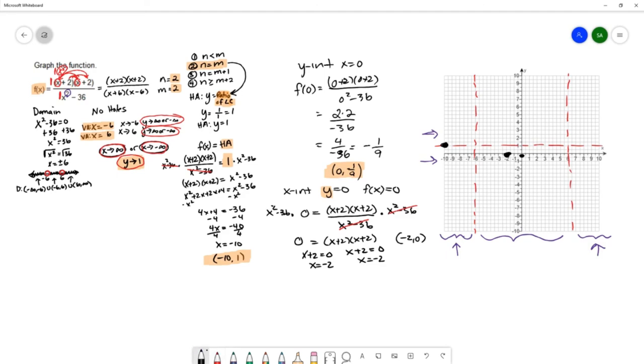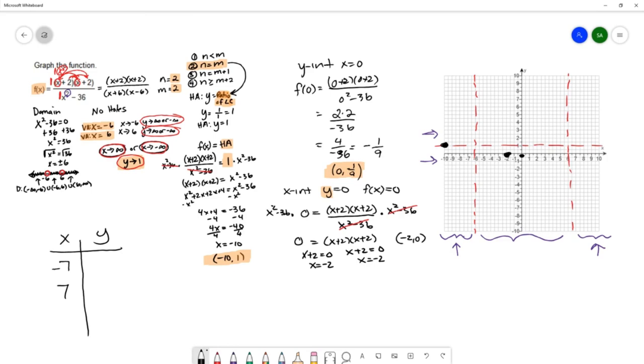So what I want to do is go to the plotting points method, where I choose x's and find the y's. So I want to make sure that I choose a point that is less than -6 and also a point that's greater than 6 so that I can fill in my missing information. So let's pick maybe -7 and +7. So we're going to substitute these into our function.